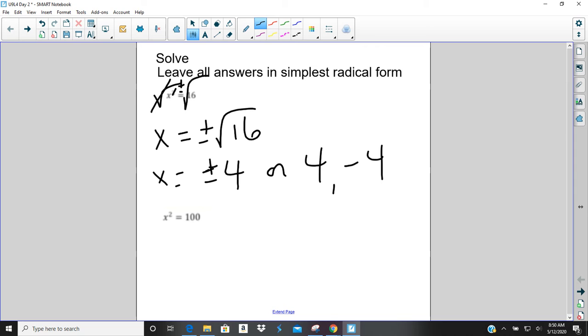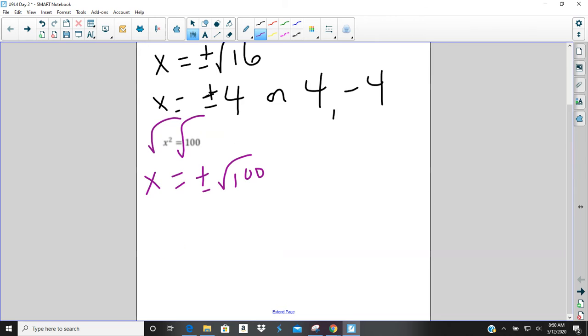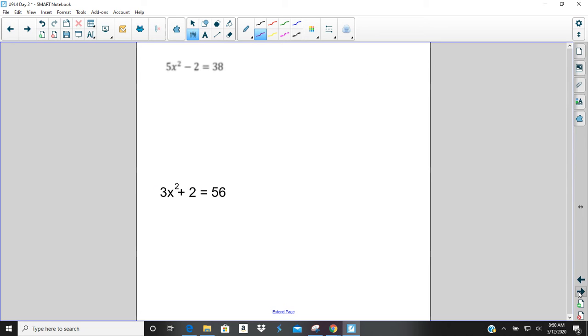Okay, so now we're going to do square root of 100. We're left with x equals plus or minus the square root of 100, which equals plus or minus 10. So the answer is 10 and negative 10. All right, let's go to something a little bit harder. We have 5x squared minus 10 equals 30, minus 2 equals 38.